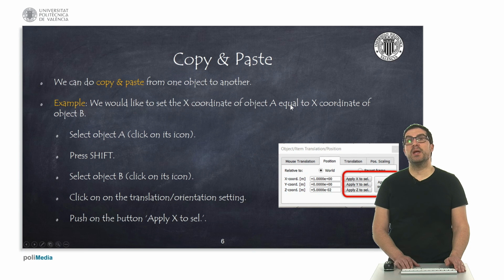Sometimes we are interested in aligning one object with respect to another one, let's say its height or a given orientation. So what we can do is copy and paste the coordinates from one object to another. The procedure is actually quite simple. You need to first select the object you want to move, then press the Shift key and select the object where you want to move it. Then access the translation or rotation operation dialog box and select which coordinate you want to apply or paste. You can select them individually or you can apply all coordinates at the same time.